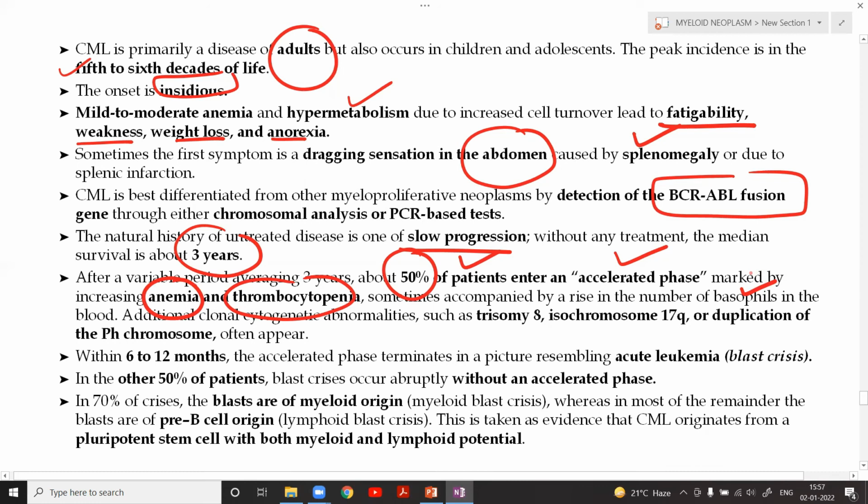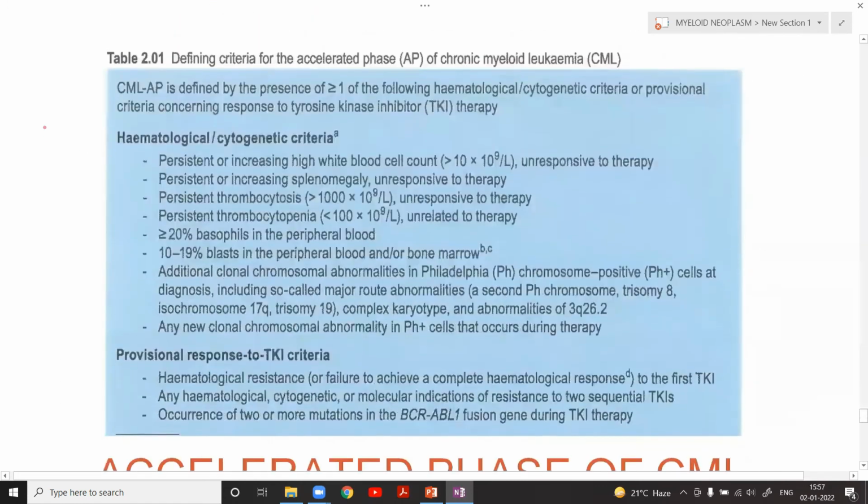So what is the accelerated phase? I'm going to tell you. This is the criteria given by the WHO for the accelerated phase of CML. Now, you don't have to see all the criteria, but at least these two criteria you remember. When the amount of basophils in the peripheral blood becomes more than or equal to 20%, or the blast percentage becomes more than 10 but less than 20, 10 to 19% blasts either in the peripheral blood or in the bone marrow. So in this situation, we say that the CML from the chronic phase has gone into an accelerated phase. Okay, so at least remember these two criteria.